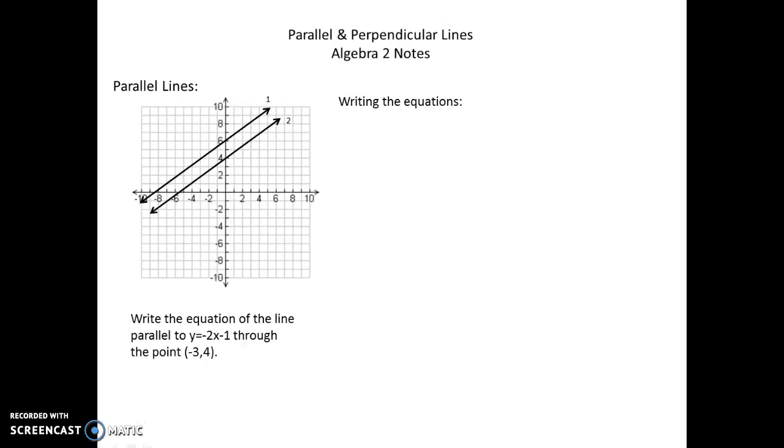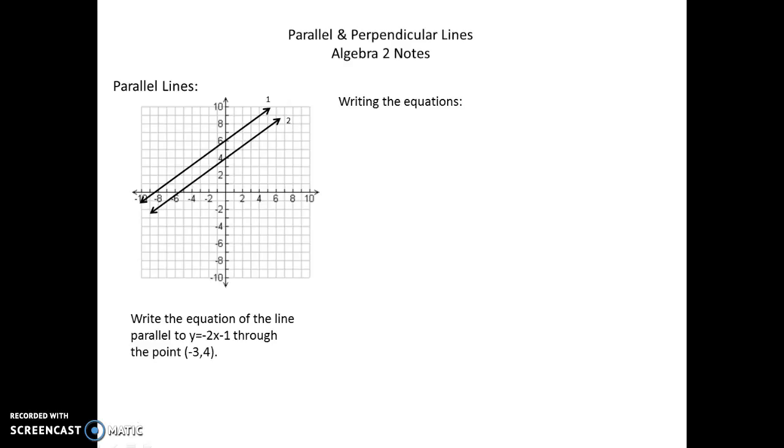So today we're going to talk about parallel and perpendicular lines. And we're going to start with parallel lines. What do you notice about those two lines on the graph? Hopefully you notice that these two lines don't meet at all. They have different y-intercepts, so we can kind of analyze them a little bit. Let's write the equations of those lines.